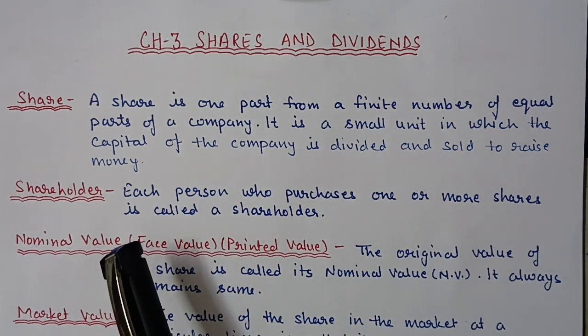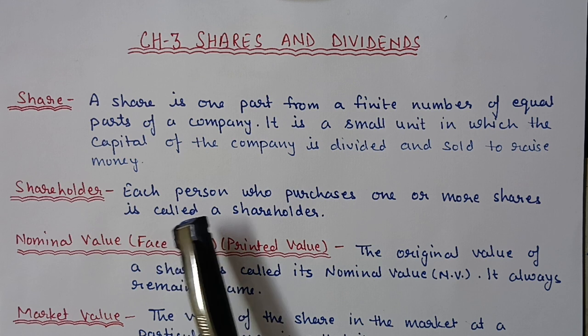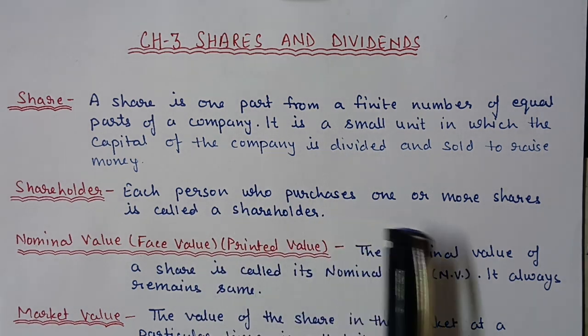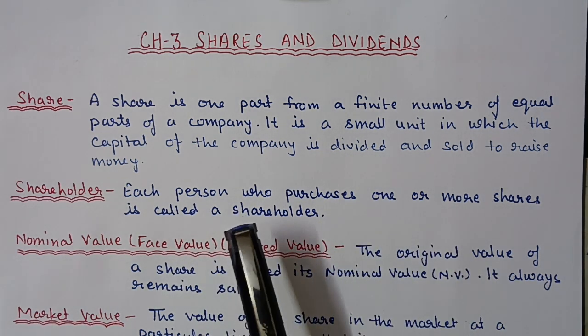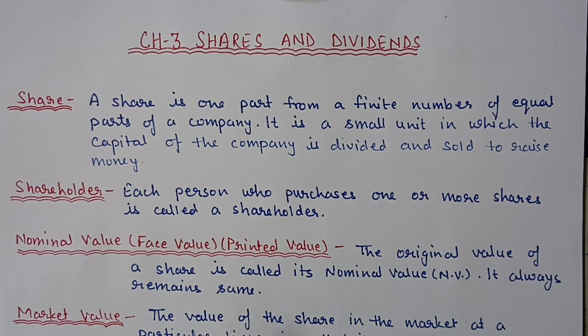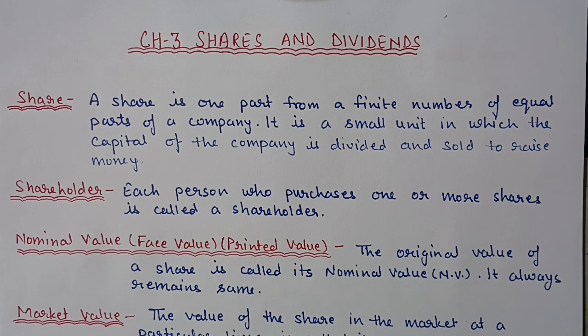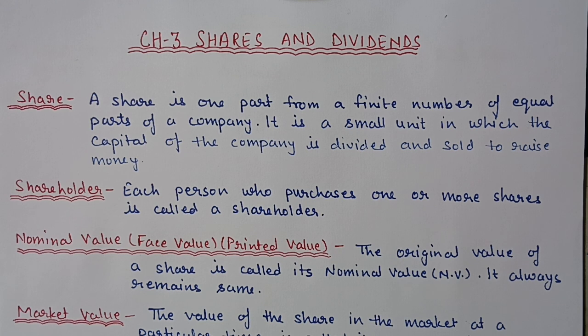And what is a shareholder? A shareholder is the person who purchases one or more shares from the company. Then the next thing is the nominal value, which we can also call face value or printed value. The original value of a share is called the nominal value. We can write it in short as N.V, F.V or P.V. It always remains the same. It will not change.